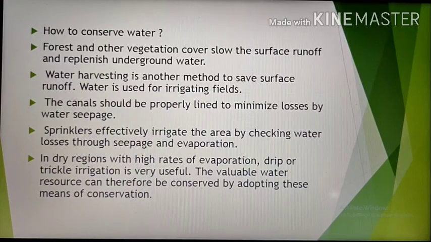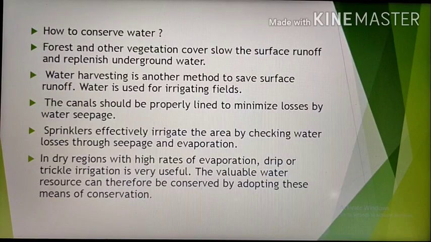The canals used to irrigate fields should be properly lined to minimize losses by water seepage. Sprinklers effectively irrigate the area by checking water losses through seepage and evaporation. In dry regions with high rates of evaporation, drip or trickle irrigation is very useful. The valuable water resource can therefore be conserved by adopting these means of irrigation.